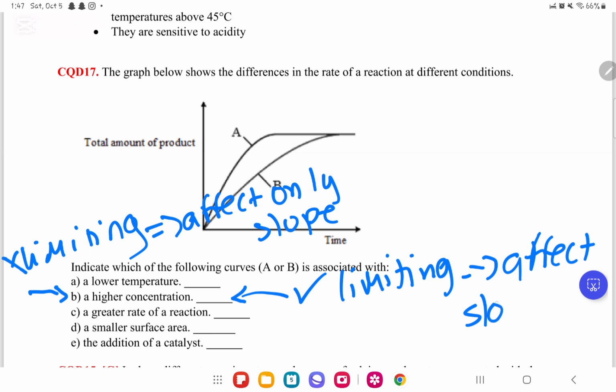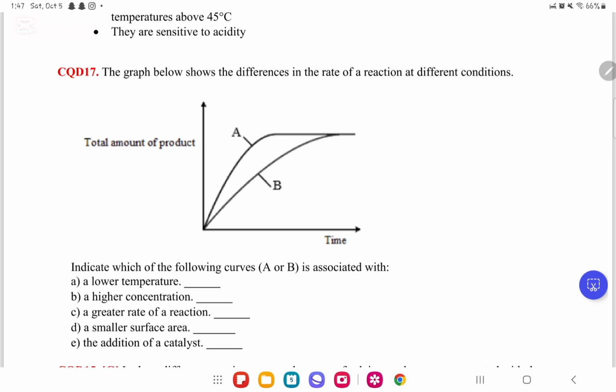However, if the concentration was of the limiting, it will affect slope plus the plateau. So here in this case, they didn't tell us if anything is limiting or not. So then we're just gonna say that a lower temperature will definitely lower the curve, so B. A higher concentration, they didn't tell us it was of the limiting, so for now we're gonna assume it's of the excess. Since it's of the excess, the higher concentration will only affect the slope. So A.